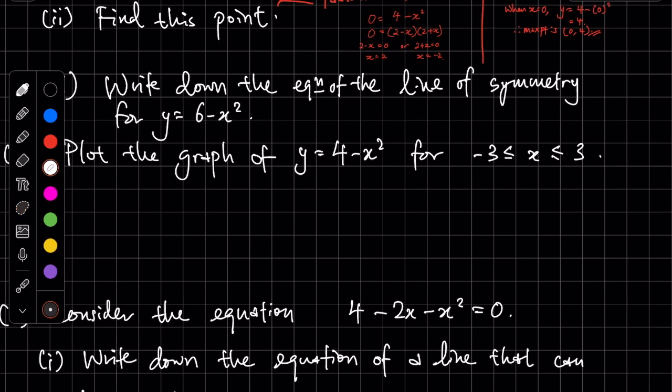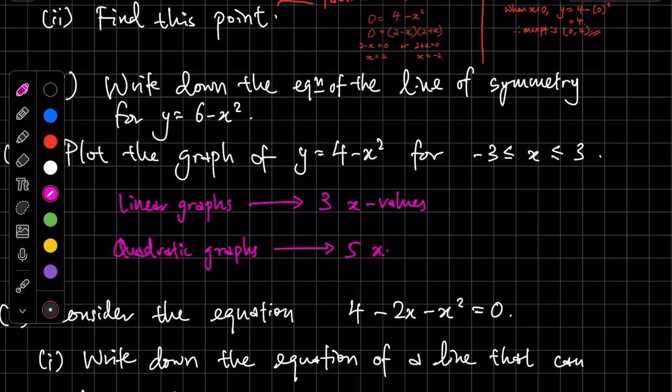So to recap a little bit, for linear graphs versus for quadratic graphs, for curves. For linear graphs, we try to have 3 x values. For quadratic graphs, we try to have 5 x values. Basically 3 and 5 points or plots, respectively.